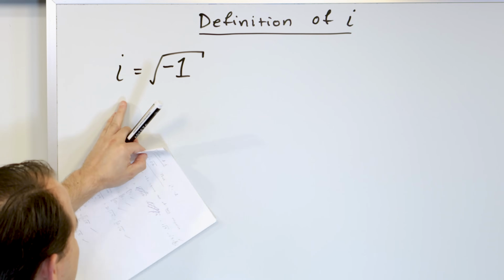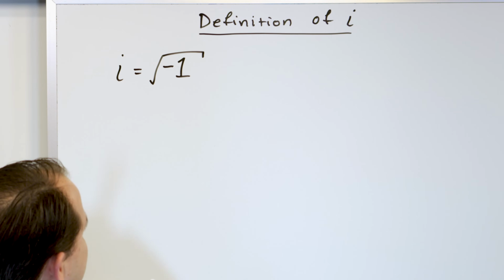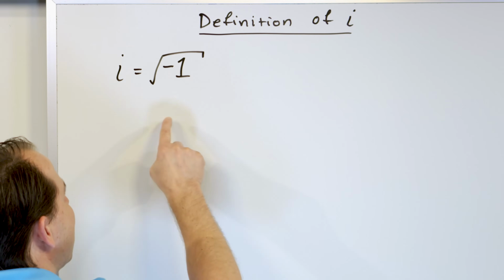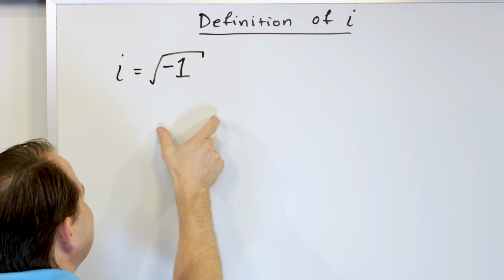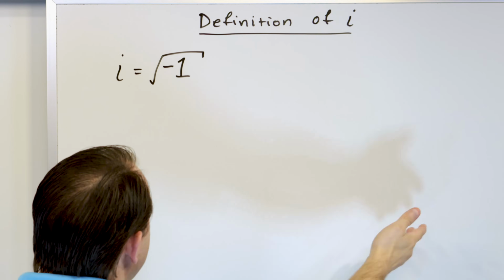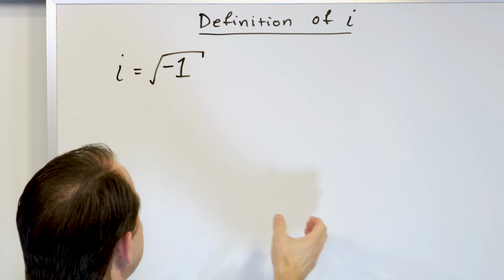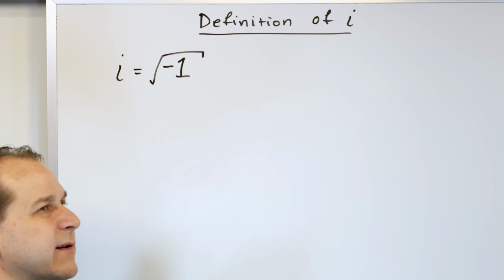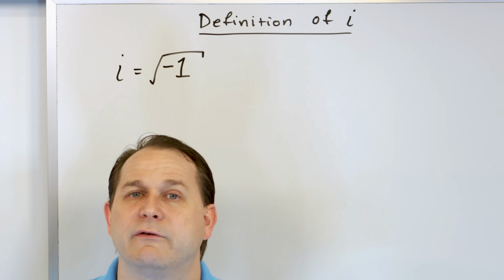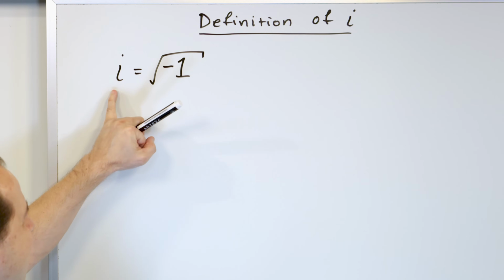And we define the letter I, we're going to use it as a placeholder, to be the square root of -1. Now it is true, I cannot find a real number that will multiply by itself. Like we say the square root of 9 is 3 because 3 times 3 is 9. We say the square root of 16 is 4 because 4 times 4 is 16. We can't say that the square root of -1 is some number times some number because there is no number that does that. We have to invent something else. It's called an imaginary number.